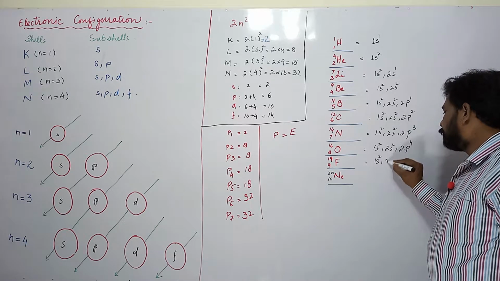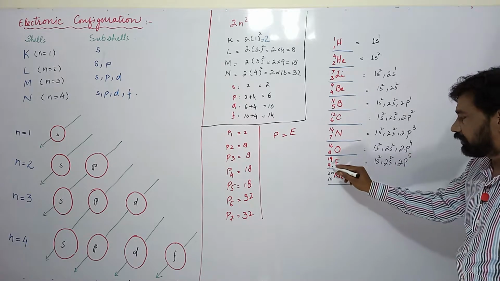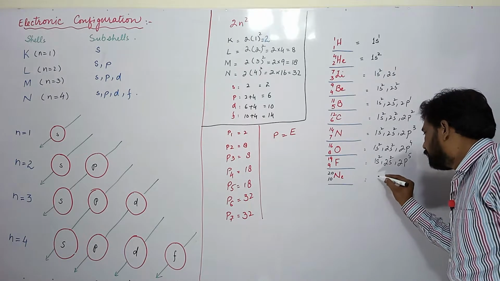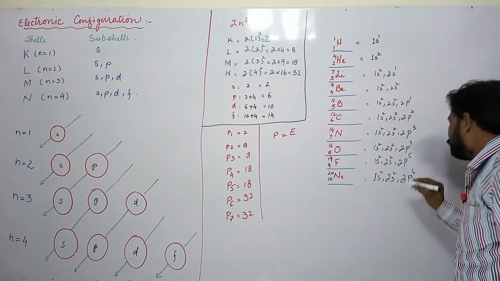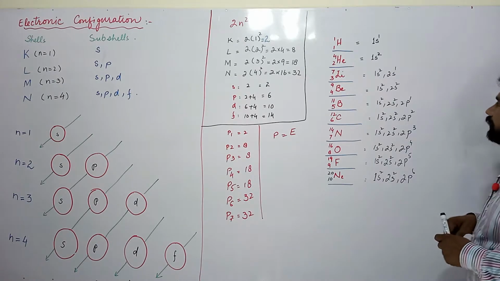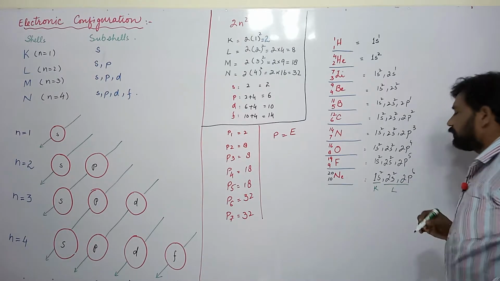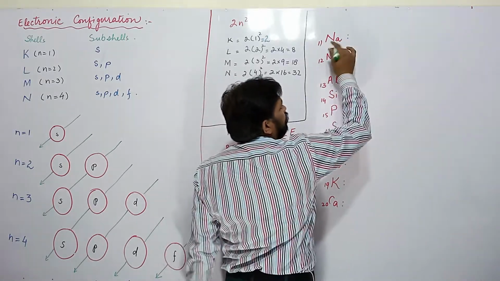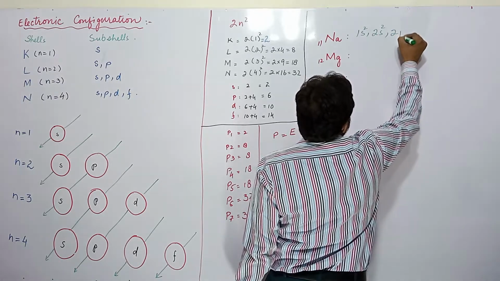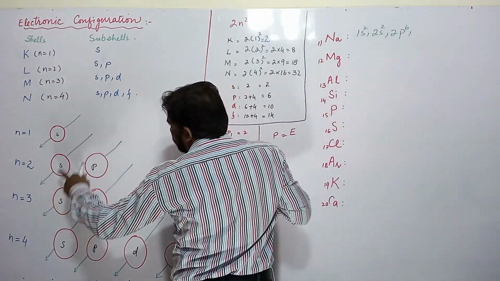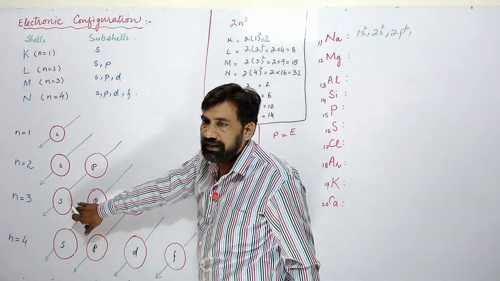1s2, 2s2 and 2p5. 5 plus 4, 9. Atomic number 9. In case of neon, 1s2, then 2s2 and 2p6. Now we observe that here K shell is completed, then L shell is also completed. Sodium has 11 electrons. So 1s2, 2s2, 2p6 and after 2p6 we know that here 1s, 2s, 2p, then 3s.